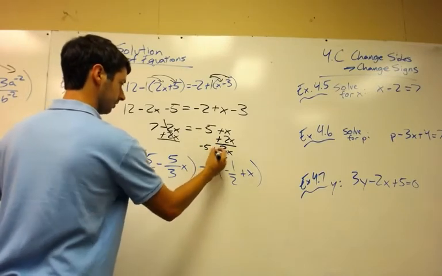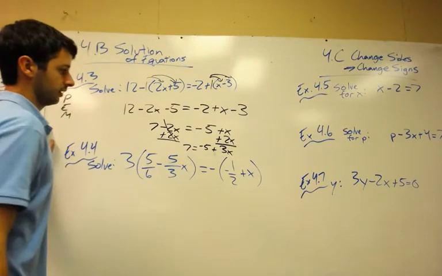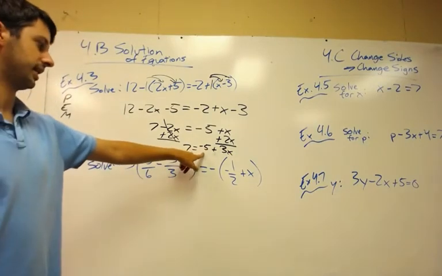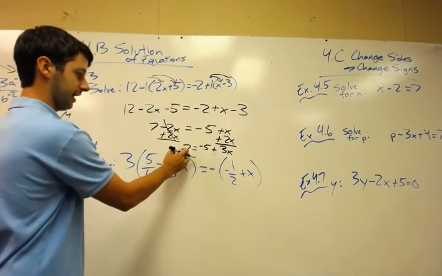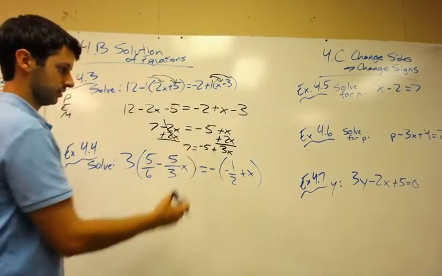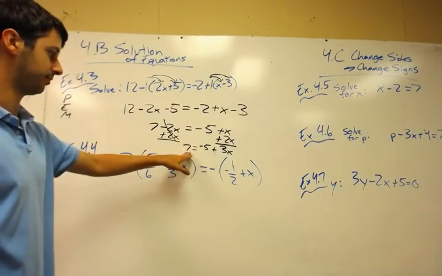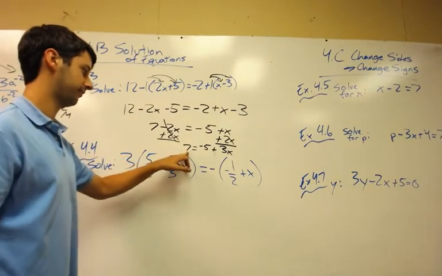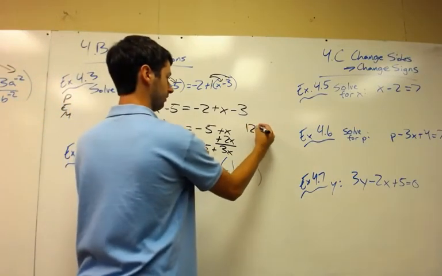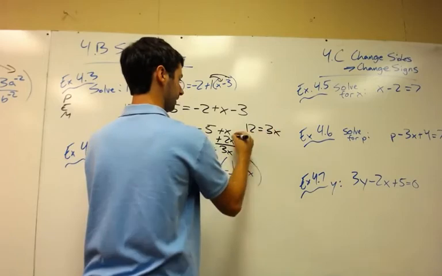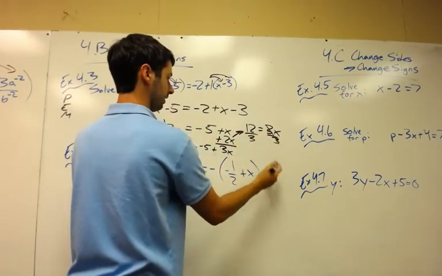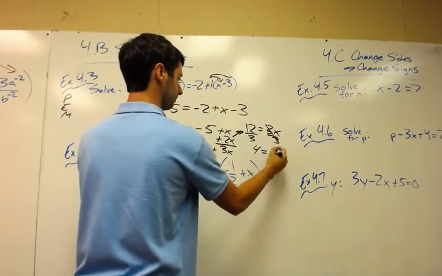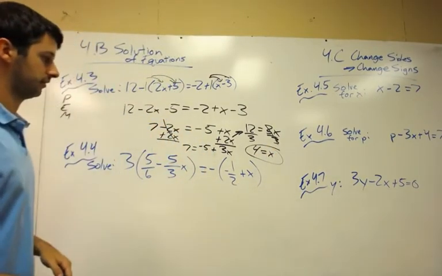Running out of room here. But you have 7 equals -5 plus 3x. You would add the 5. I'm not going to be able to show it, I'm running out of room, but add the 5 to both sides. So you would have 5 plus 7, 12 equals 3x. Divide by 3, and you would get 4 equals x.